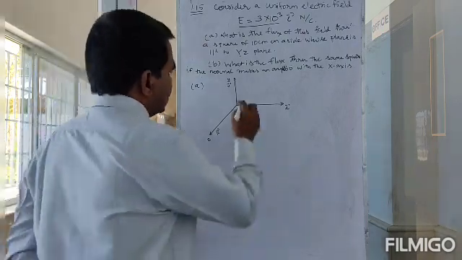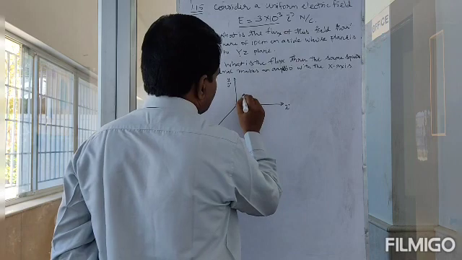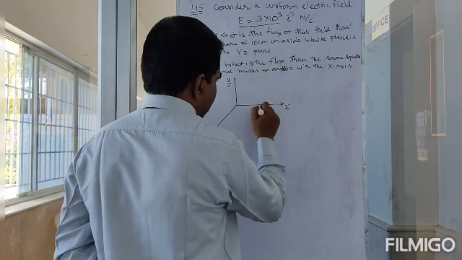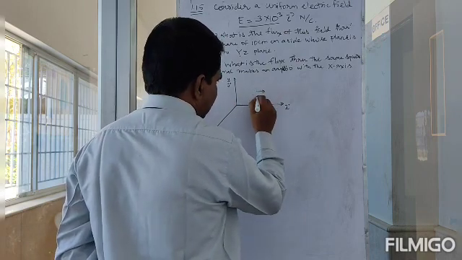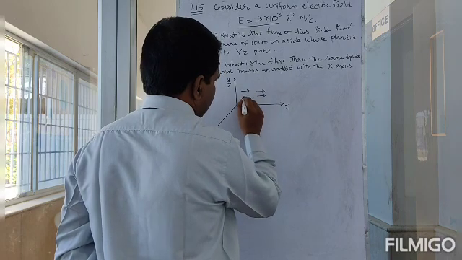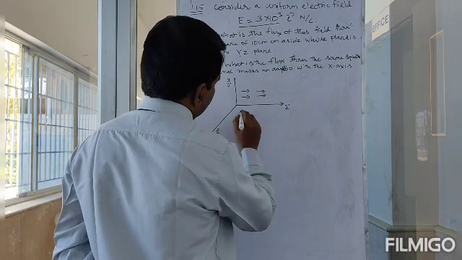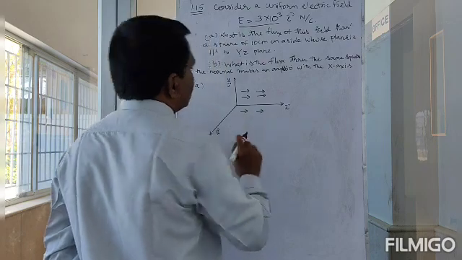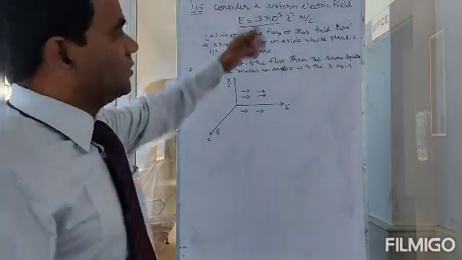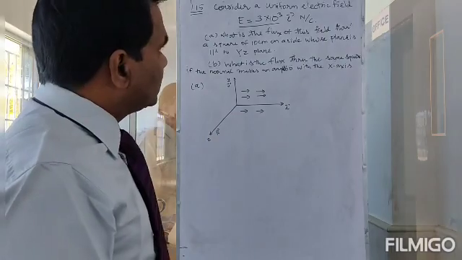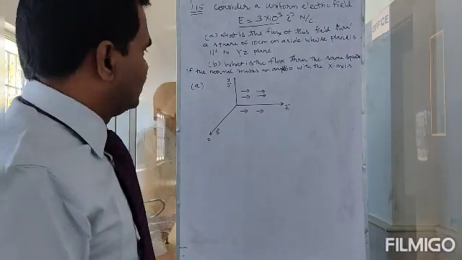So E is in this direction, and it is uniform. At every point you take here, every point you take, E is like this, like this, like this. Okay. E is in this direction. So the magnitude of that is 3 into 10 to the power 3 Newton per coulomb.